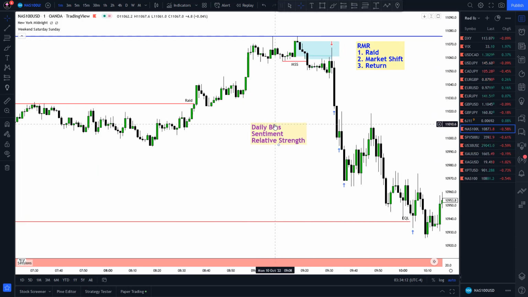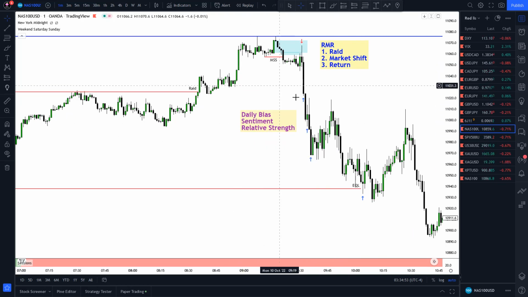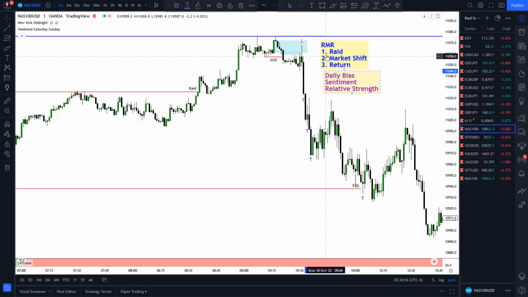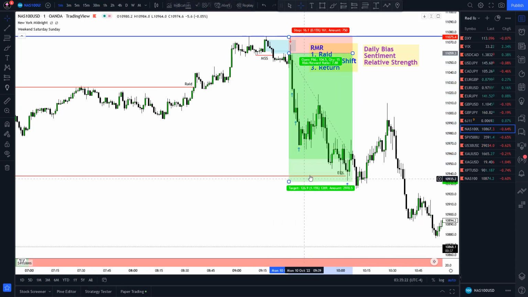Now that we've covered the understanding side of things, so our daily bias is to be short to the equal lows. The current sentiment was bullish, so we were looking for a bearish reaction to stop out retail traders that are going long. And if we decide to short, we've used our relative strength analysis to determine to short the NASDAQ. Now with all that in mind, then we can start to find the RMR pattern, which has occurred right over here as I labeled at the start of the video. And this was the trade overall.